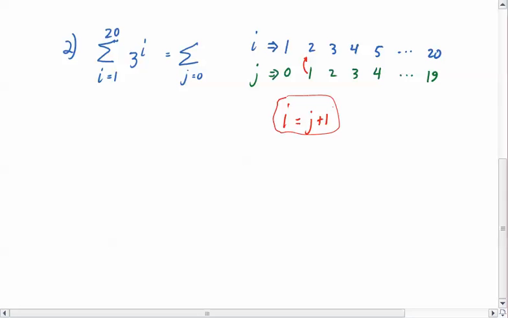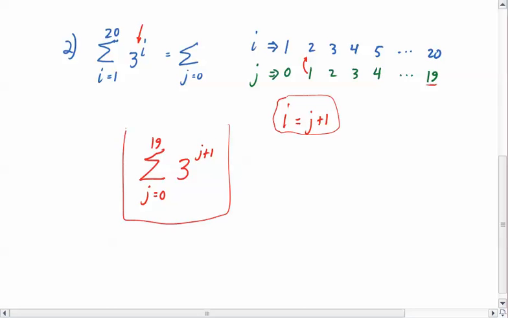Okay, so then let's go ahead. I'm just going to bring this down here. j starts at 0 and it ends at 19. Now I'm going to rewrite the formula that's giving me my terms, and instead of i, I'm going to put in what j is, and there it is. It's that simple.